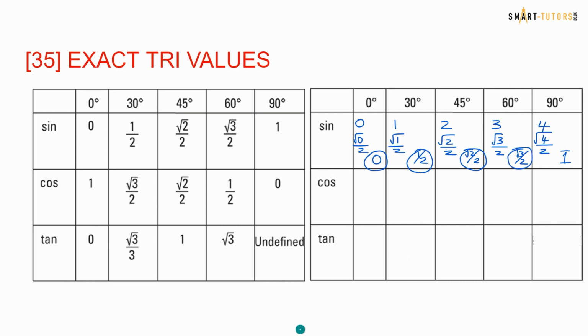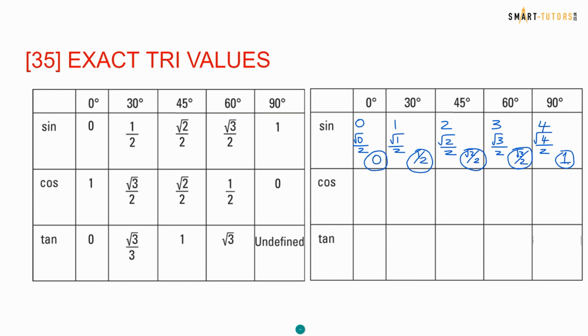So this is how I remember. So how to do that? 0, 1, 2, 3, 4, then square root and divide by 2. You get the answer. In case you forget in the exam hall, just quickly draw a table and follow the steps. Then once you fill up the sine table, write that in the reverse order.